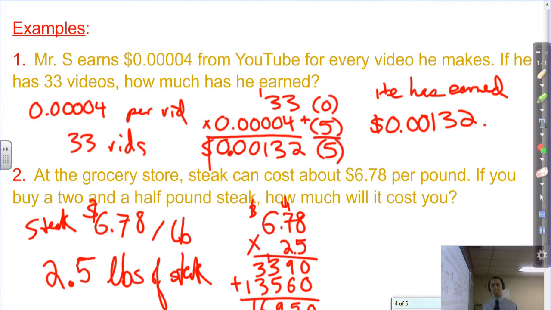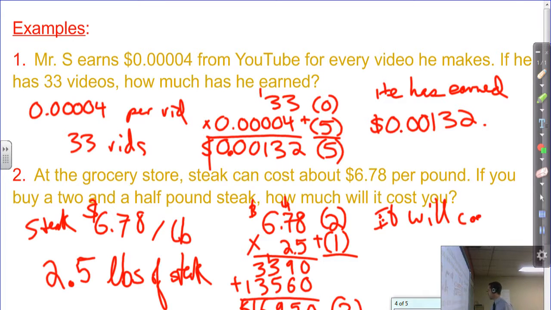And where does our decimal go? Well, we have 2 decimal places in the first factor, 1 decimal place in the second factor. Add them together. My answer better have 3 decimal places. So it will cost $16.95.